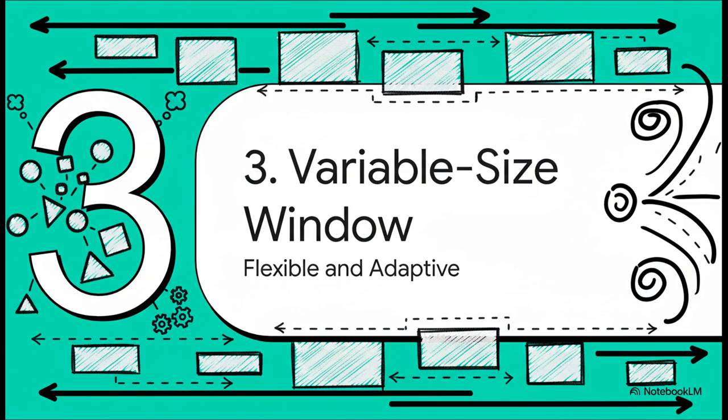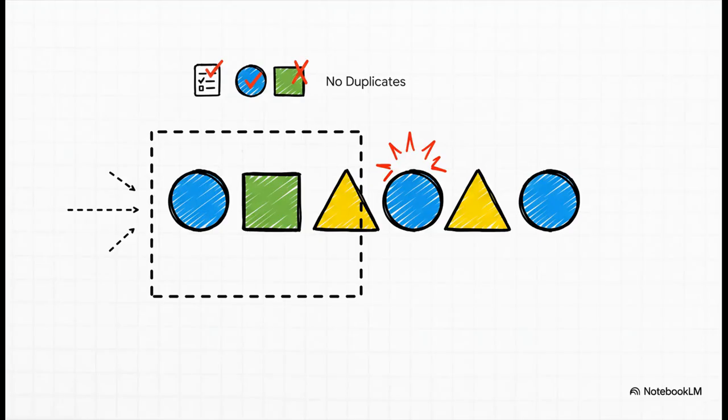Okay, so we've got the fixed window down. Now let's check out its more flexible cousin, the variable size window. This is where things get really, really clever. Unlike our fixed window, this one changes its size on the fly. It has a mission, a kind of validity condition it has to obey at all times. For example, that condition might be, this window must not contain any repeating characters. The window will literally stretch and squeeze itself to make sure it's always following that rule.